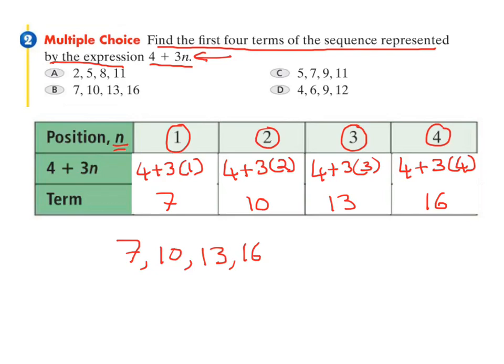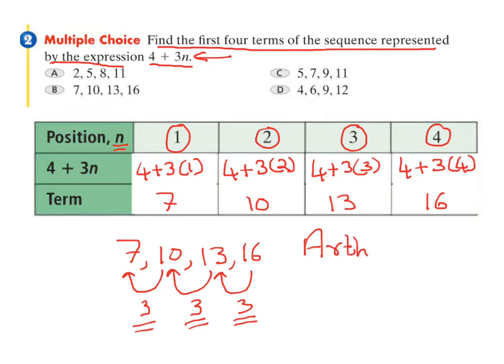Is this an arithmetic sequence? Let's have a look. 10 minus 7 is 3. 13 minus 10 is 3 again. 16 minus 13 is 3 again. So is every term differing by a fixed number? It is. So it is an arithmetic sequence.